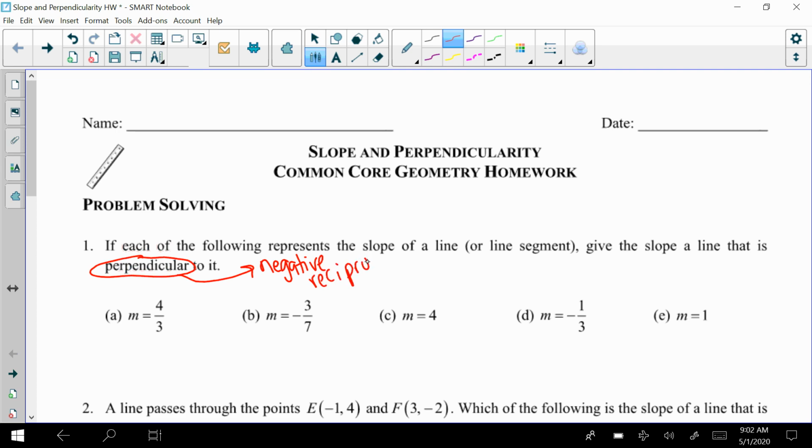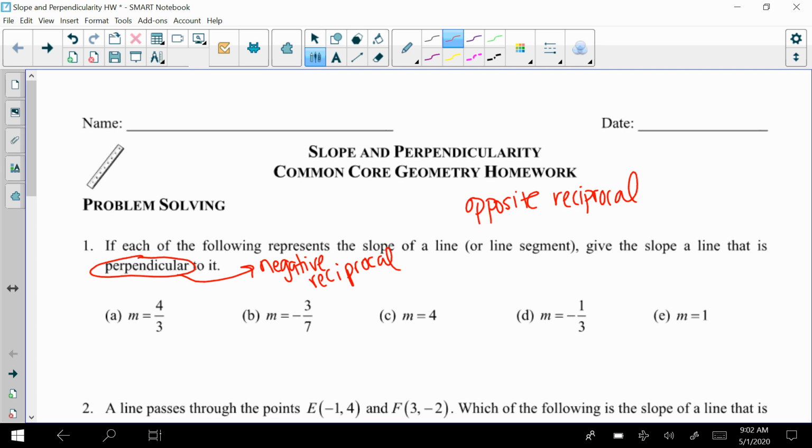You might also hear the language, that's the same thing as opposite reciprocals. So negative reciprocal and opposite reciprocal, those are kind of interchangeable language. I always use negative reciprocal, and then honestly, most of the Victor teachers use opposite reciprocal. So you're going to hear both though, and you should know both.